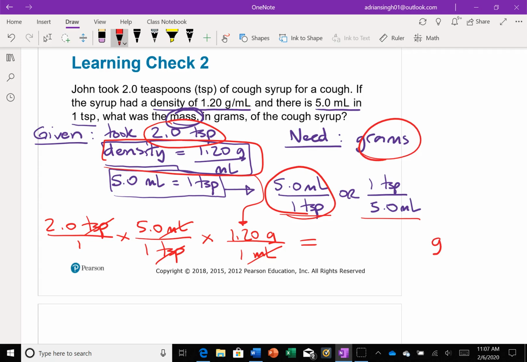And I can go ahead and multiply out my numbers, right? So I have 2 sig figs over here. I have 2 sig figs on this side. And I have 3 sig figs here. So my final answer then, whatever that is, has to have 2 significant figures. All right, so here we're incorporating a couple of conversions right after each other. We have density, and we also have the relationship between teaspoon and milliliters.